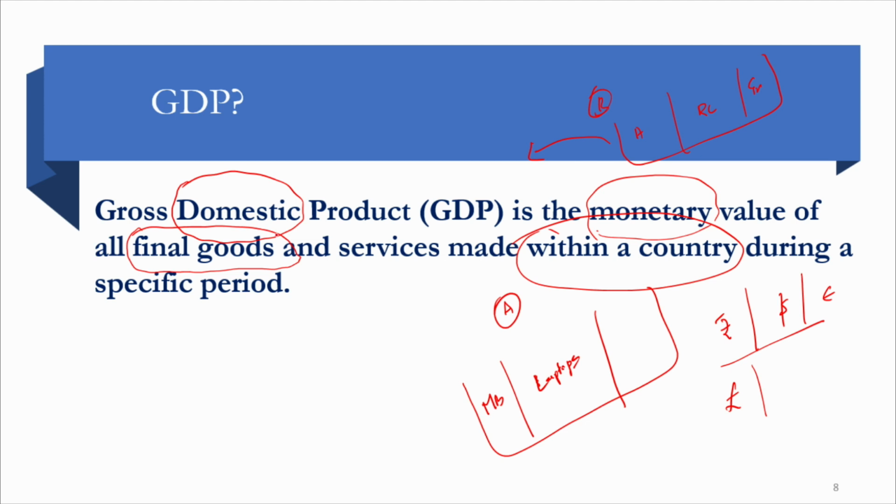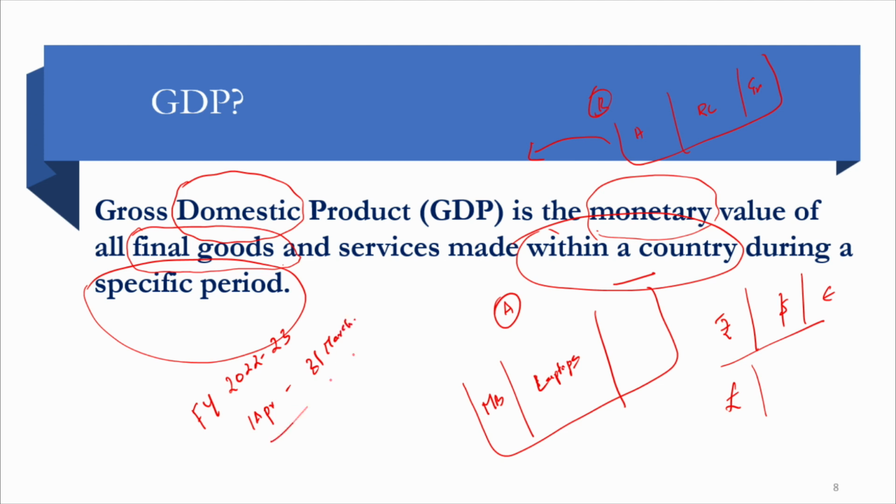So, it is the value of all final goods and services produced within the country and during a specific period. When I say specific period, in India, we call this a financial year or an accounting year. If you look at it, we are right now in the 22-23 financial year. The reason is this financial year starts on 1st April and ends on 31st March.